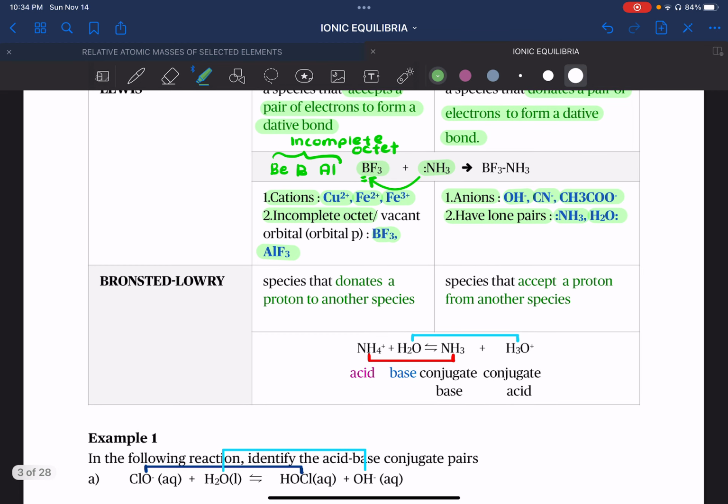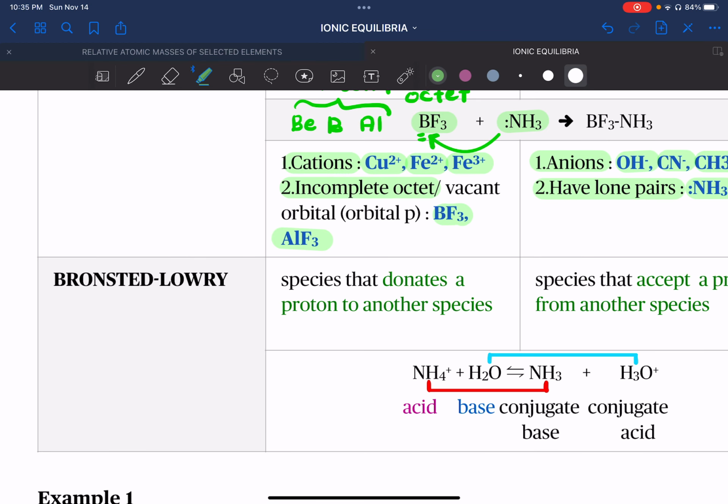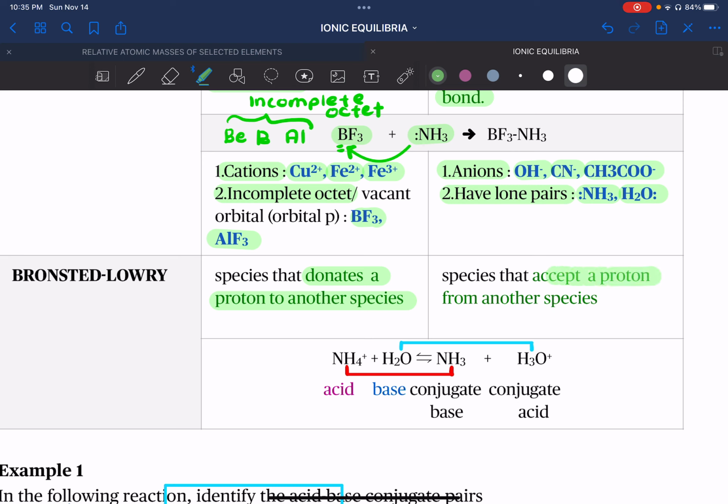Okay, next kita ada Bronsted-Lowry theory. Okay, so kita akan lebih fokus dekat Bronsted-Lowry theory lah. So Bronsted-Lowry ni cakap, before that, Bronsted-Lowry ni dia dua orang tau, dia bukan seorang. Okay, dia dua orang saintis. So mereka cakap, acid is a species that donates a proton to another species. Manakala base pula is a species that accepts a proton from another species. So proton tu apa? So proton tu basically H+.